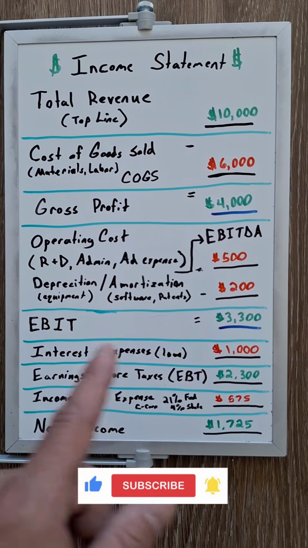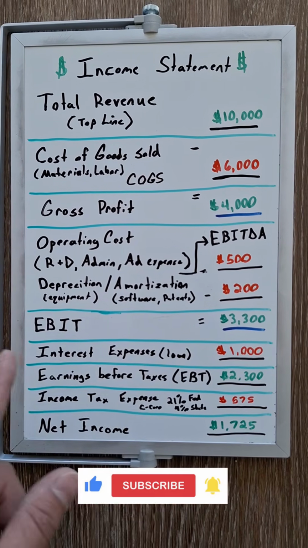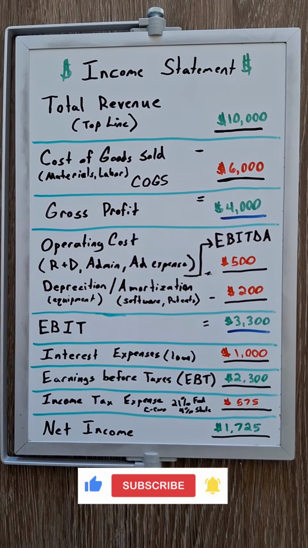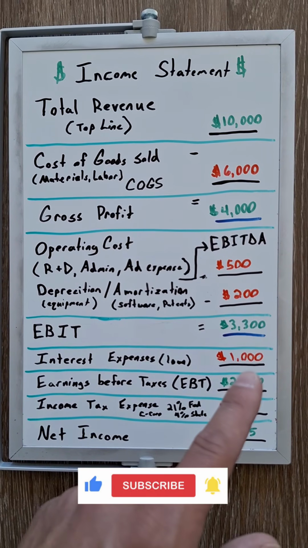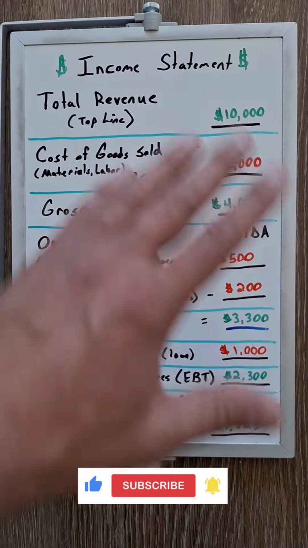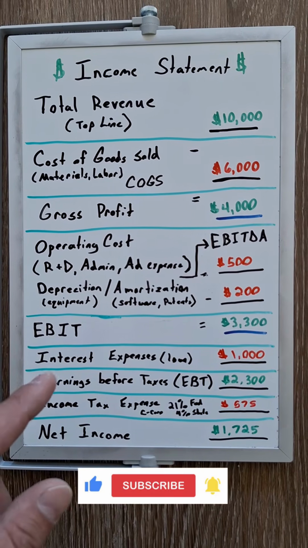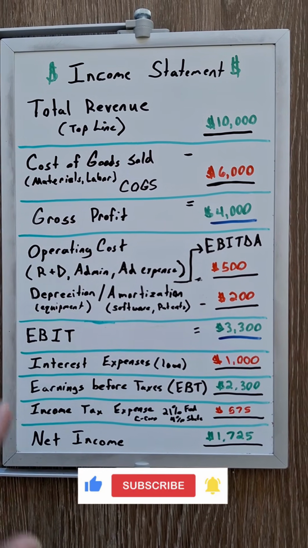Then we'll look at your interest expenses. So if you had to pull out a loan to make all this money because you didn't have your own money, then the interest that you're paying on that loan is $1,000. Let's say you have really bad credit. They borrowed money. They really took a shot here. They were hoping to make a lot more than that.